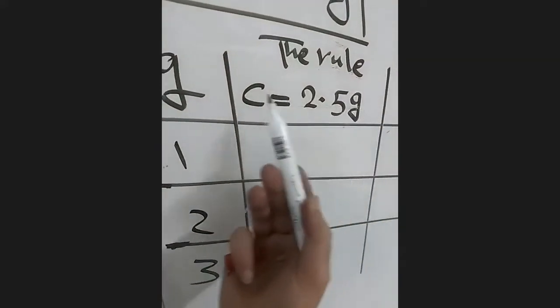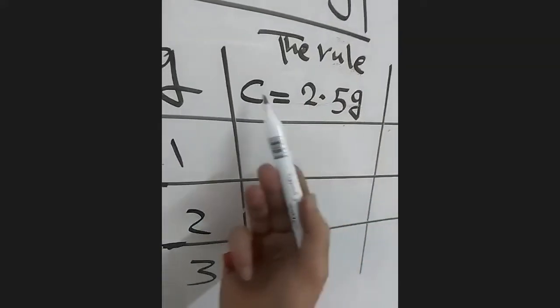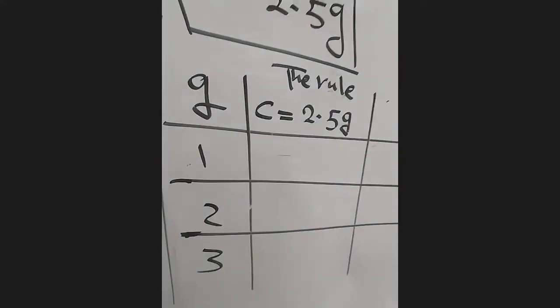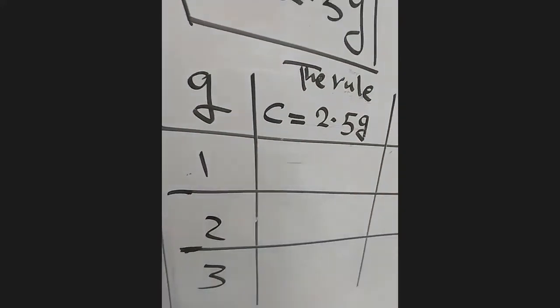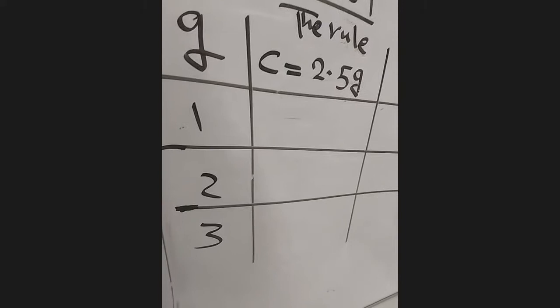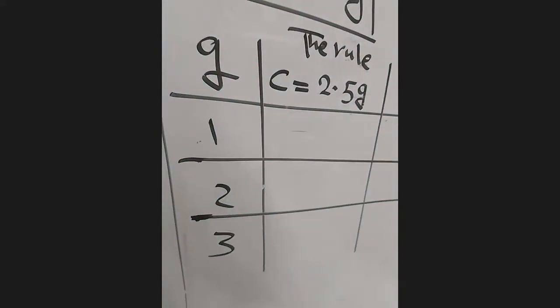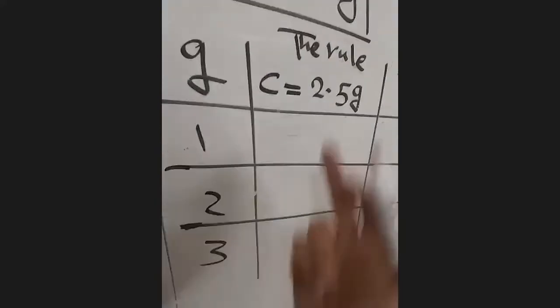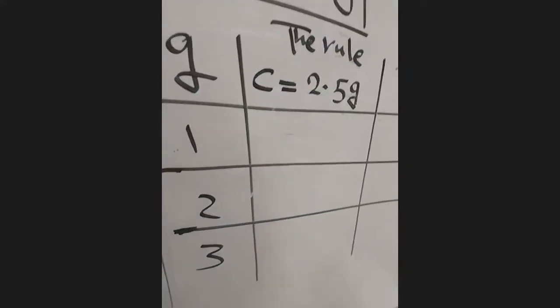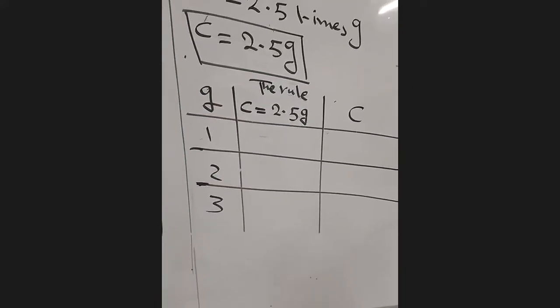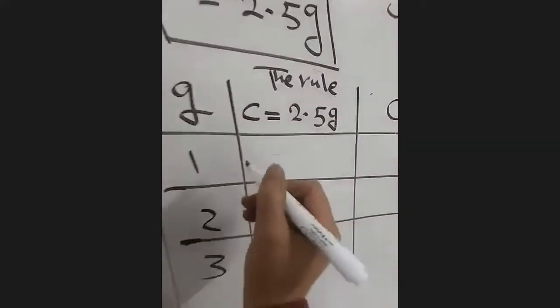See this rule? Yes. Replace G and put 1 only. What will I write here? 2.5 by G, by 1. And where did the C go? C equal. And where did the equal sign go? I'm telling you, just replace G by 1. What will I write here? C equal 2.5 by 1.